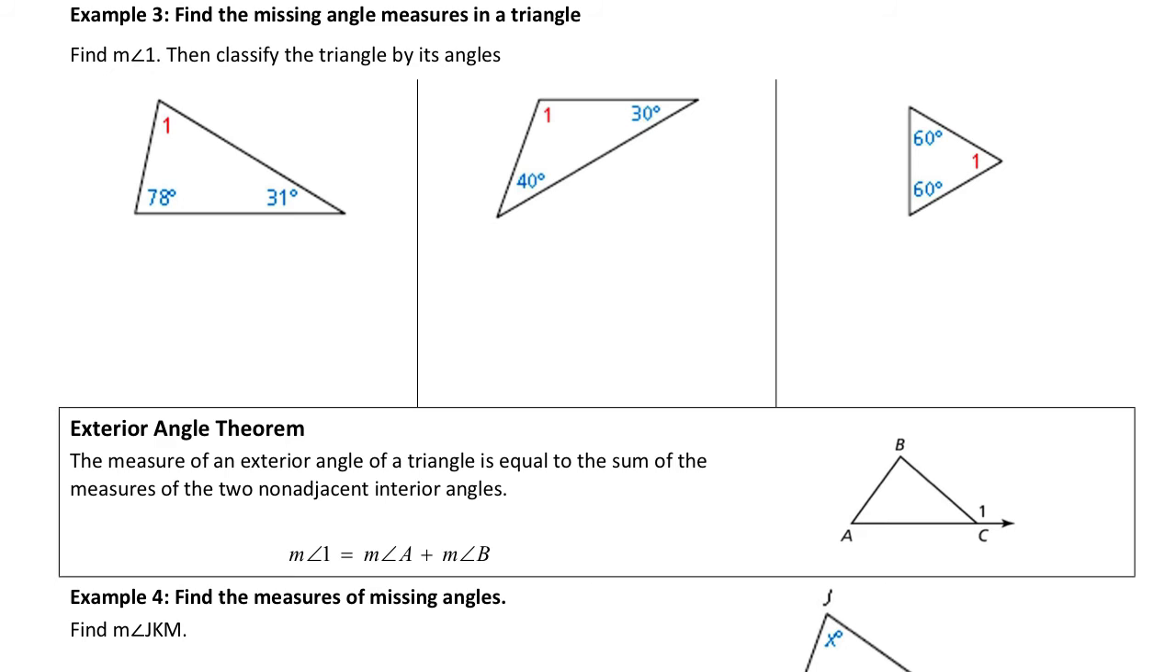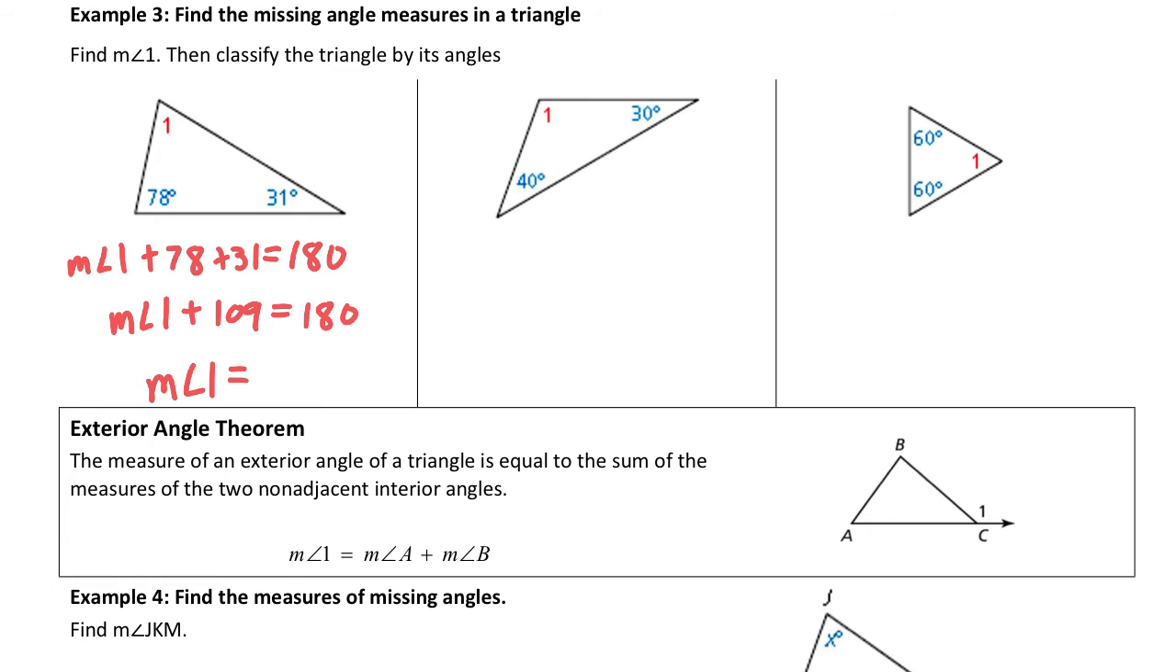So in this triangle, I know that the measure of angle 1 plus 78 plus 31 is 180. So the measure of angle 1 plus, if I add those together, that's 109 equals 180. So the measure of angle 1 is really 180 minus 109. So the measure of angle 1 is 71 degrees. Okay? And from that, the way I can classify, well, if I look at all three of these angles, all three of them are acute, so this triangle is acute.